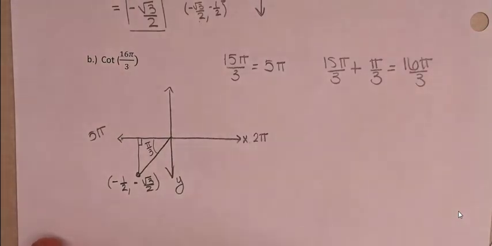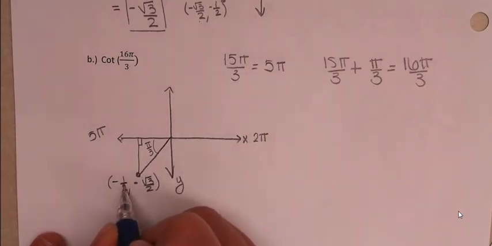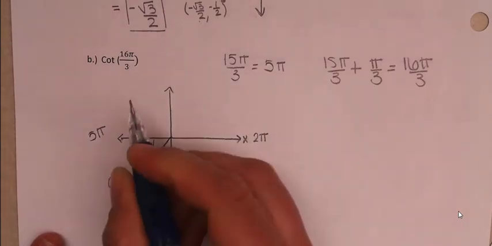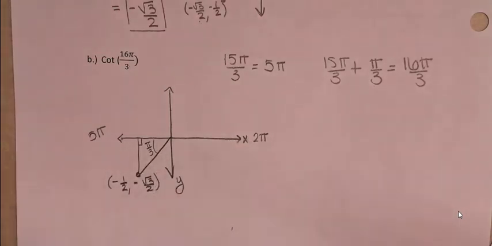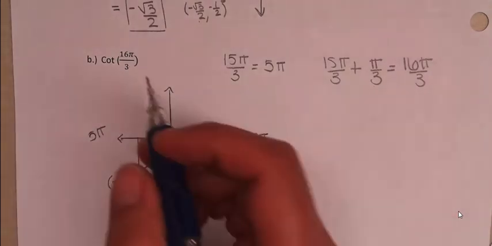So that tells me that my x value here would be negative 1/2, and my y value would be negative root 3 over 2. They're both supposed to be negative. I know that because they're in the third quadrant. Okay, so cotangent. Let's talk about cotangent.